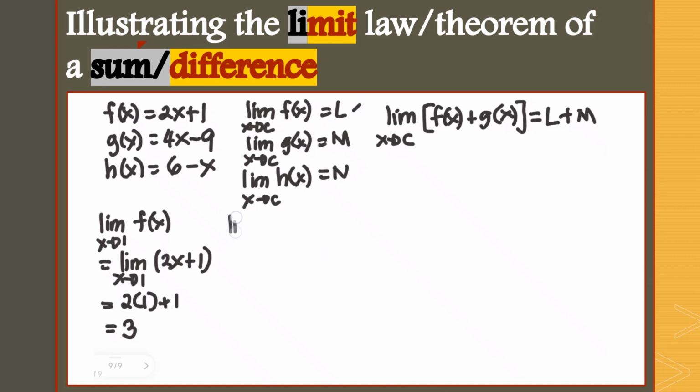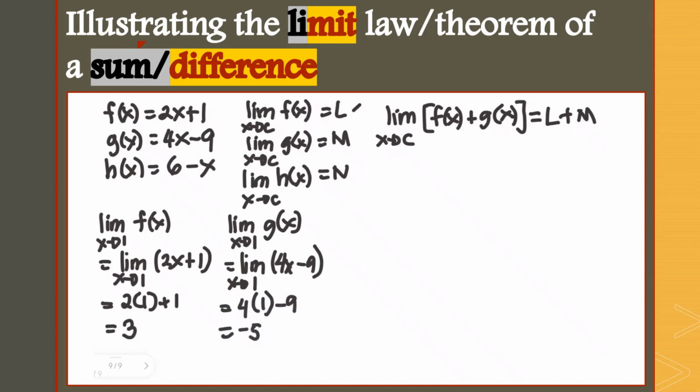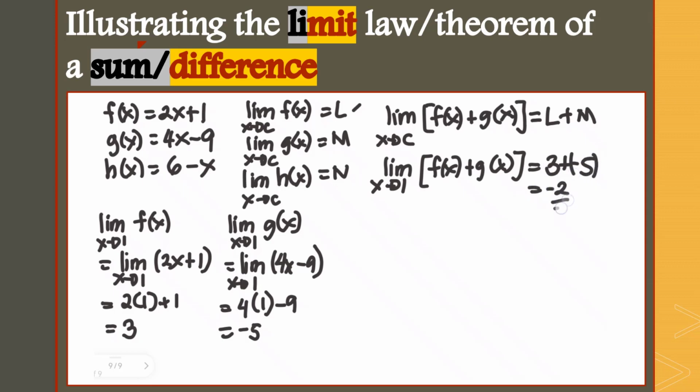Now, how about for the second function, the limit of g of x as x approaches the same value of 1? So you have the limit of 4x minus 9 as x approaches the same constant 1. You'll have 4 times 1 minus 9, which is negative 5. This would mean, going back here, if we are solving for the limit of f of x plus g of x as x approaches 1, this is simply equal to 3 plus negative 5, which will result in negative 2. That's it.